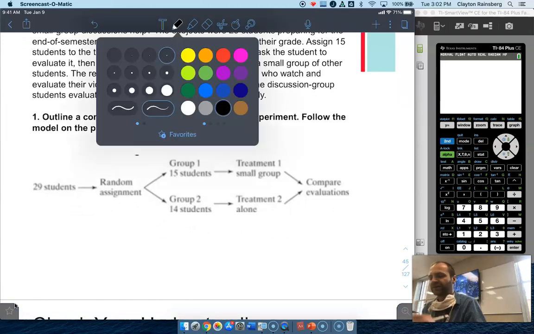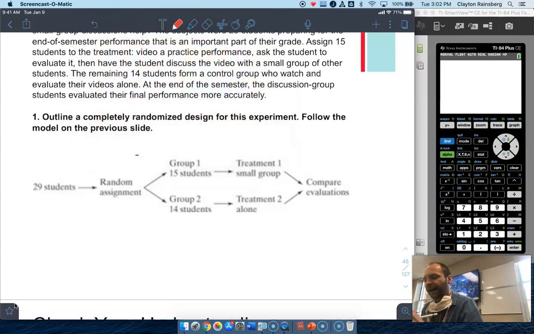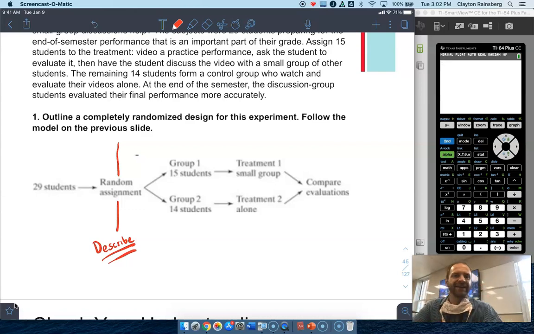I have 29 students. I have random assignment for them. And we will have to describe always in words, not just with a diagram. Saying random assignment is not enough. You're going to have to describe it. And then you have group 1. Well, right now, the problem with this outline is don't just copy this down exactly because this isn't detailed enough yet.